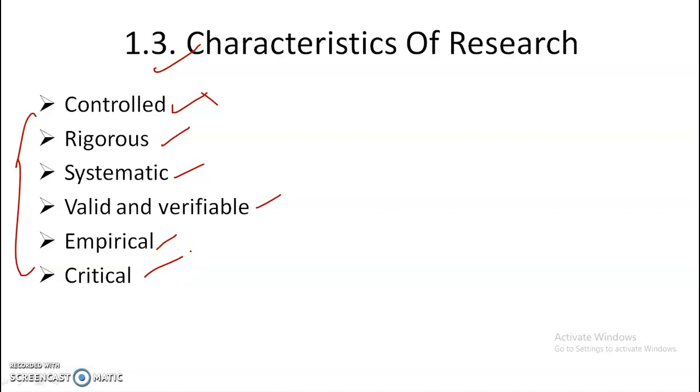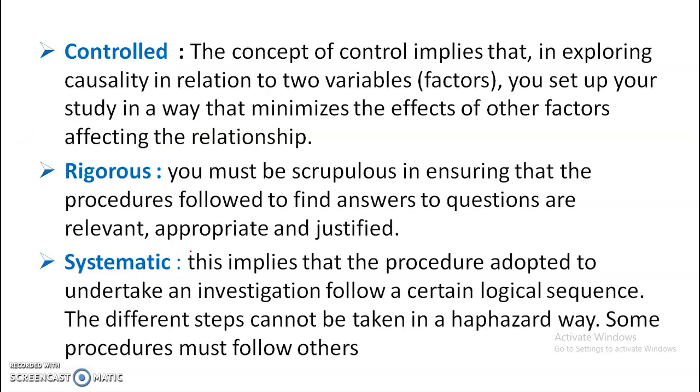In these characteristics, research is actually a process of collecting, analyzing, and interpreting information to answer questions. But to qualify as research, the process must have certain characteristics, as far as possible: it must be controlled, it must be rigorous, it must be systematic, it must be valid and verifiable, and it must be empirical and critical. So we will see what exactly these things are.